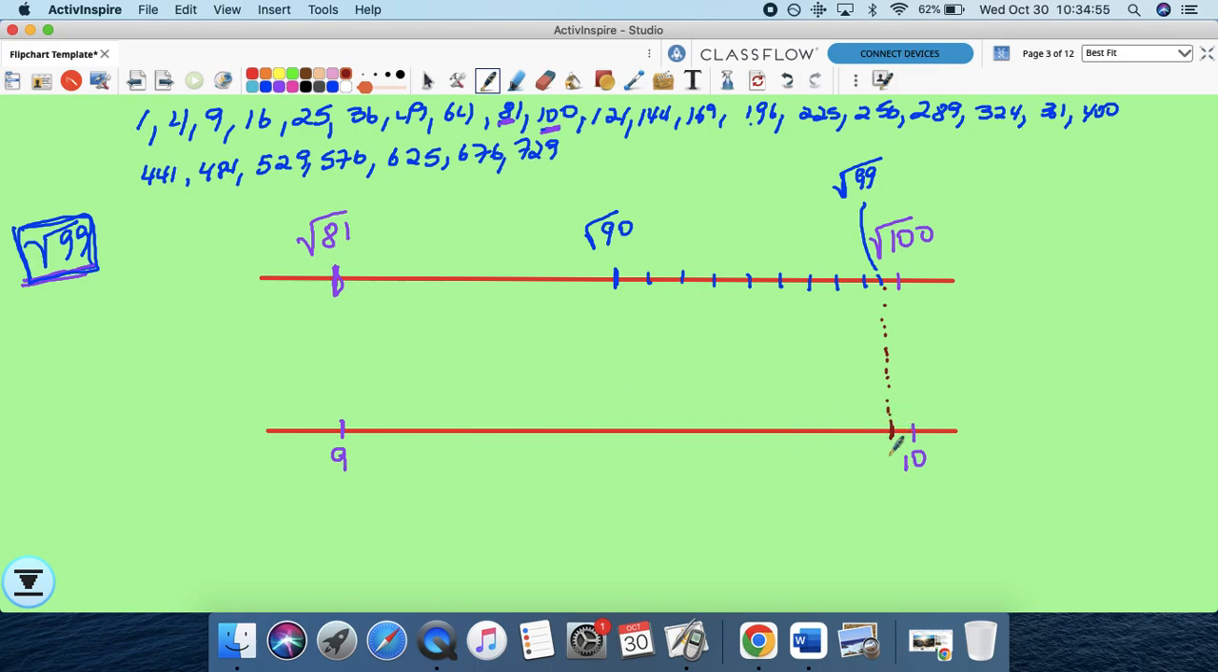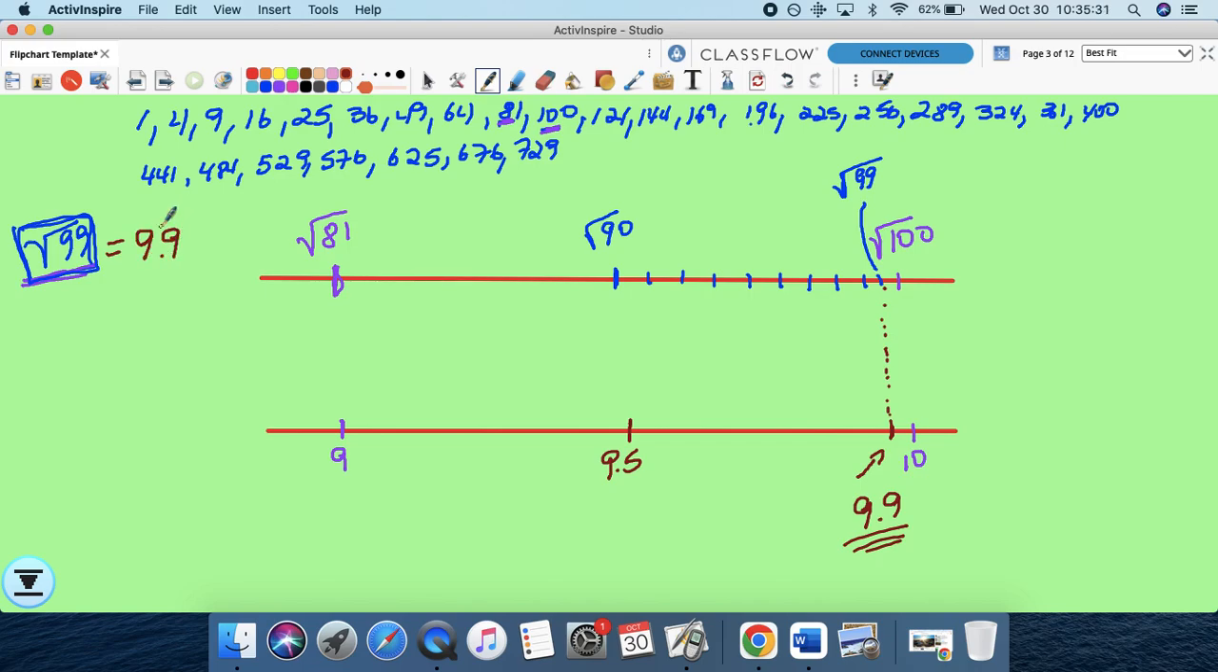Now, I want you to approximate that particular location. So on the bottom number line, if that's 9, this is 9.5. And that would be pretty close to 10, or about, if I were to guess, 9.9. I hope you can say that that's definitely nowhere near close to 9.1, 9.2, 9.3, right? 9.5 is here, so that should be 9.9. At worst, I'd say 9.8. So the square root of 99, approximately to the nearest tenth, would be 9.9.